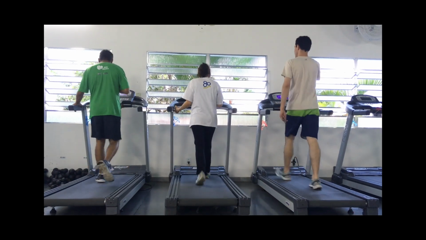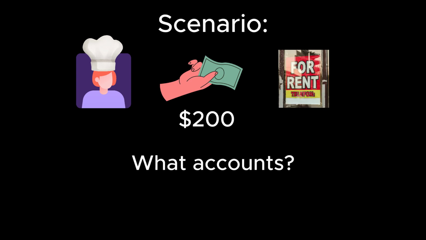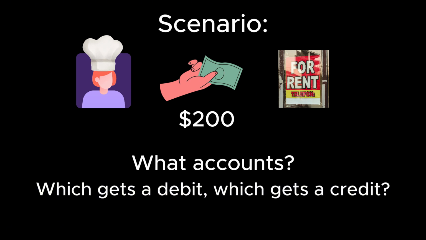Now it's time for a quick exercise to test your skills. Here's the scenario. Sarah pays $200 in cash for her bakery's monthly rent. Think about it. What accounts are involved? Which account gets a debit and which account gets a credit? Take a moment to figure it out. Pause the video if you need to, and I'll share the solution next.